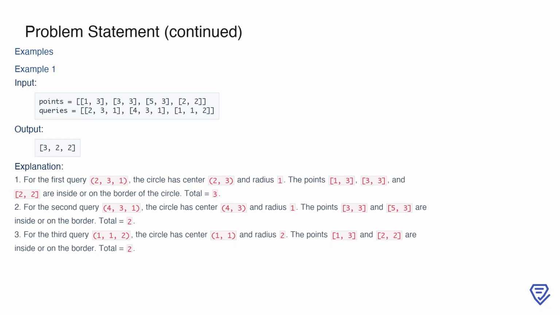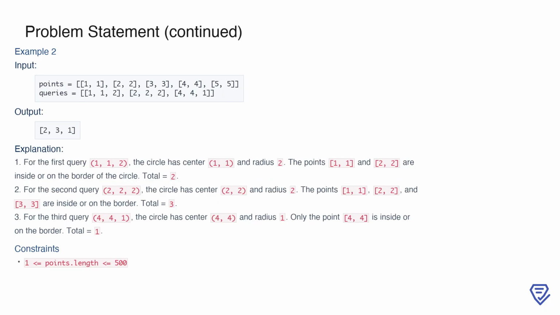Here, the points 3, 3, and 5, 3 are inside or on the border, so the total is 2. For the third query, the circle is centered at 1, 1, with a radius of 2. The points 1, 3, and 2, 2 lie inside or on the border, resulting in another total of 2. This step-by-step breakdown helps illustrate how the output answer is derived. Here's another example to clarify further.